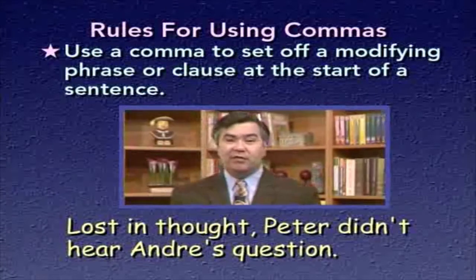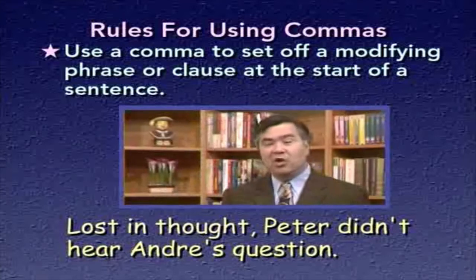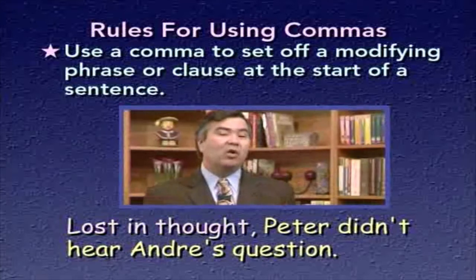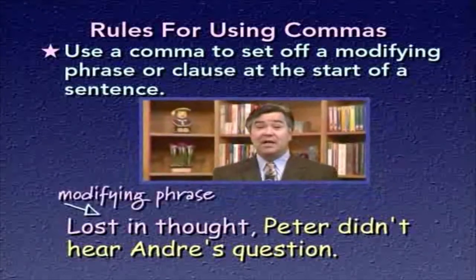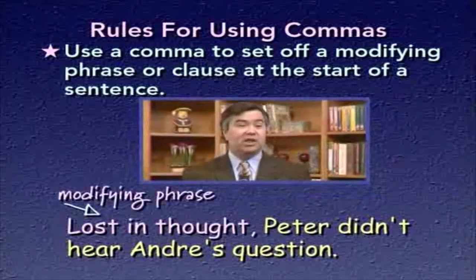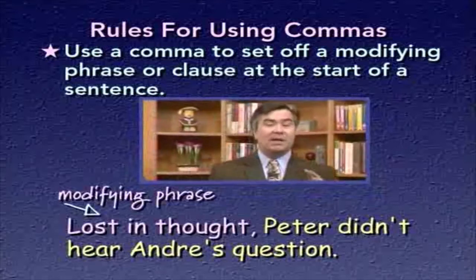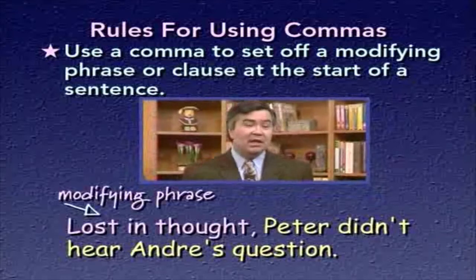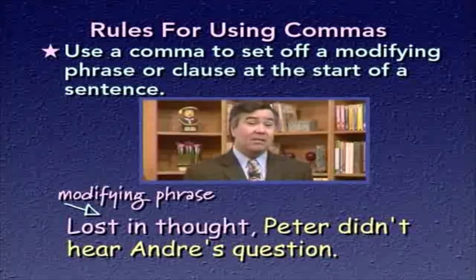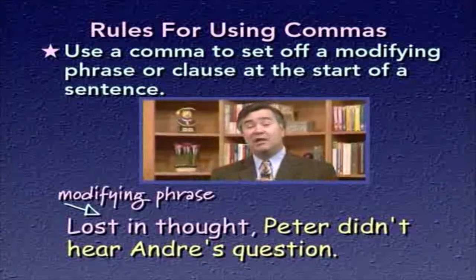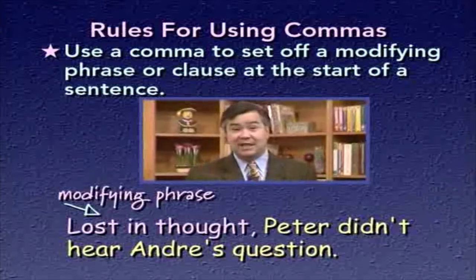Now let's look at the phrase that begins this sentence, lost in thought. What role does this phrase have in the sentence? Well, it acts as a modifier. It gives further information about Peter. It describes or tells something about Peter. Therefore, this is a phrase that's acting almost like an adjective because it's giving more information about a noun that appears elsewhere in the sentence.